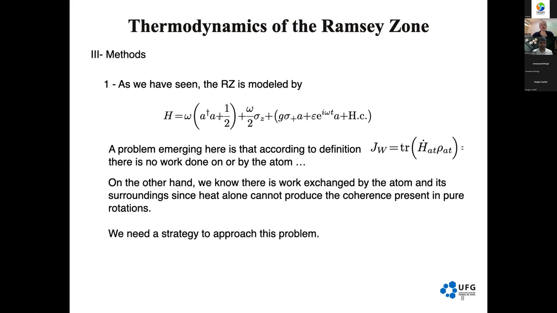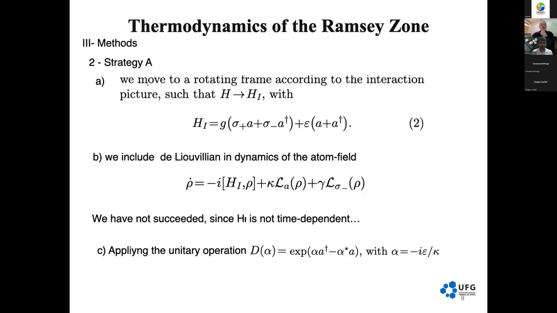So we need to develop a method to analyze what the work is going to the atom. The first strategy I will present we call strategy A. First, we move to a rotating frame according to the interaction picture, so we get this Hamiltonian, which is time independent. In step B, we include the Liouvillian dynamics of the atom field. This is the Liouvillian for the atom in the field. But as we saw here, we have no variation in the Hamiltonian, so we need one more step, and we apply the displacement operator with alpha.